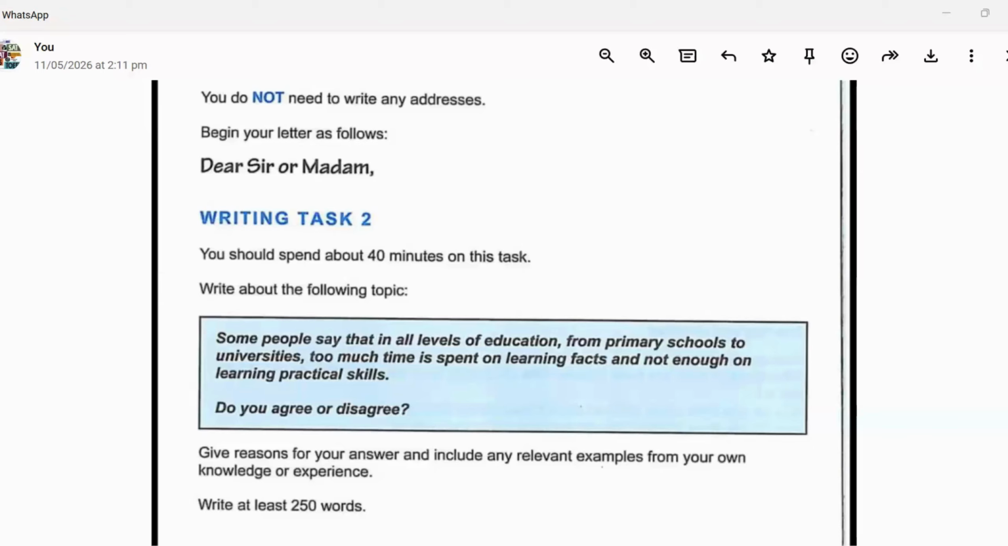In the fifth body paragraph, you state your own opinion. Remember that your own opinion has to buttress either the first body paragraph or the second body paragraph. That's what you simply have to do.